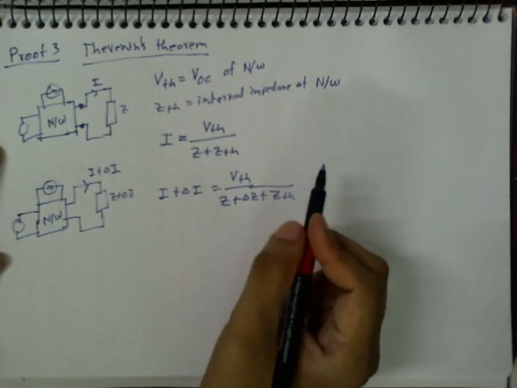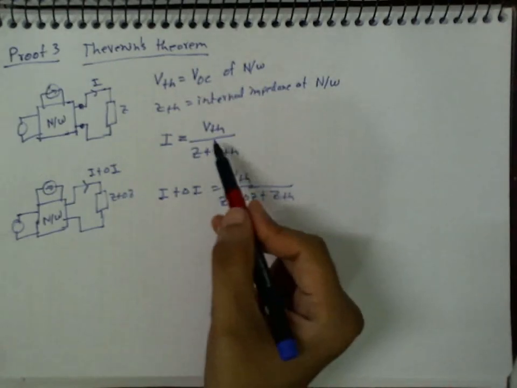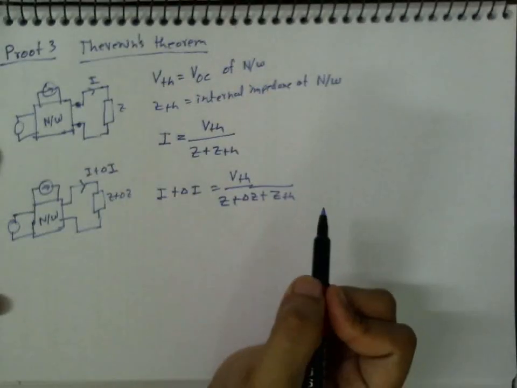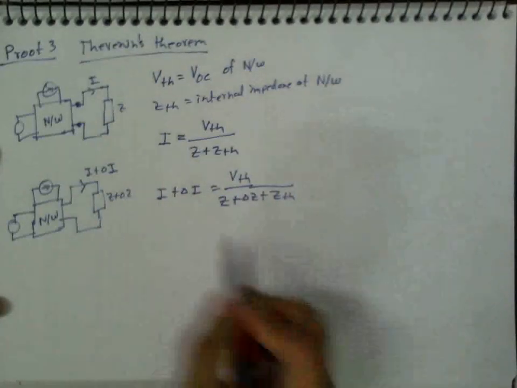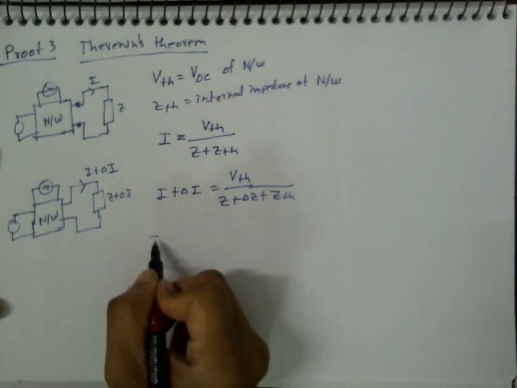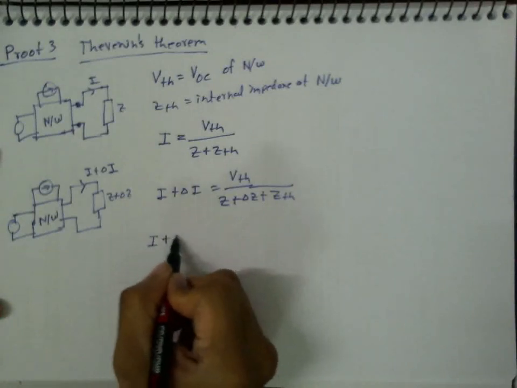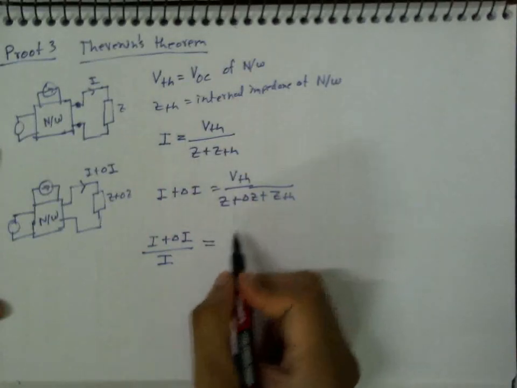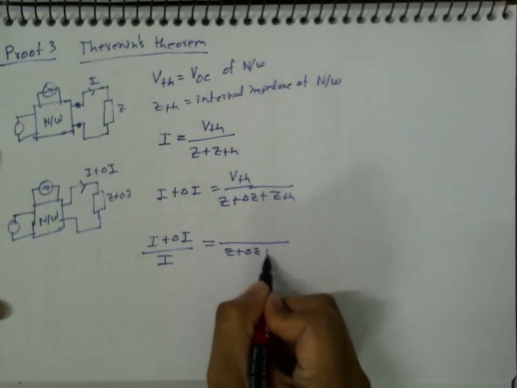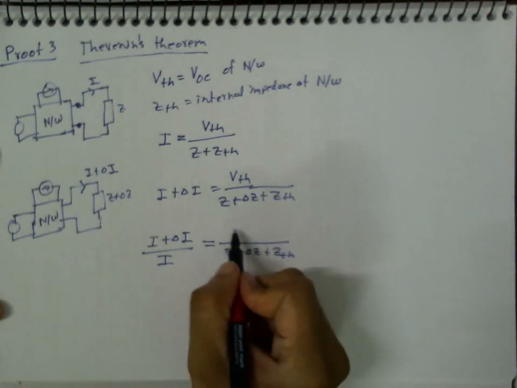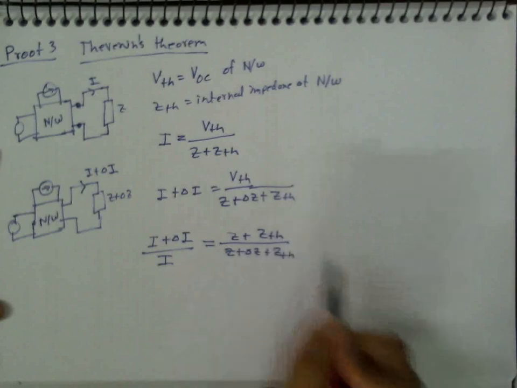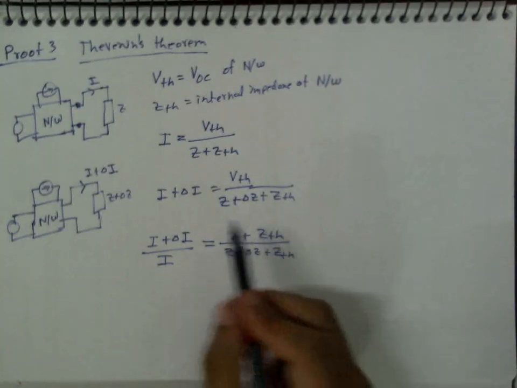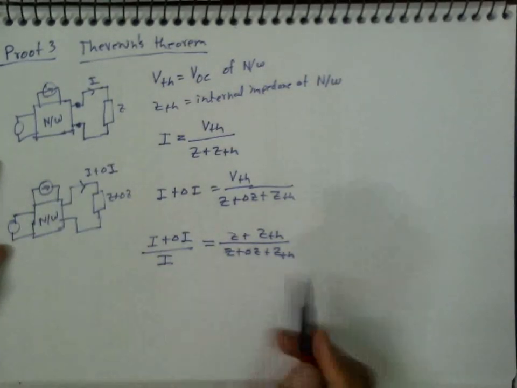Right? Now this VTH, let me eliminate VTH. So I will take a ratio of these two, and I will have I plus delta I divided by I, that means this by this, will be equal to Z plus delta Z plus ZTH, and here I will have Z plus ZTH. Okay, cool. Now I want to find basically delta I. Now let's cross multiply and see what happens.